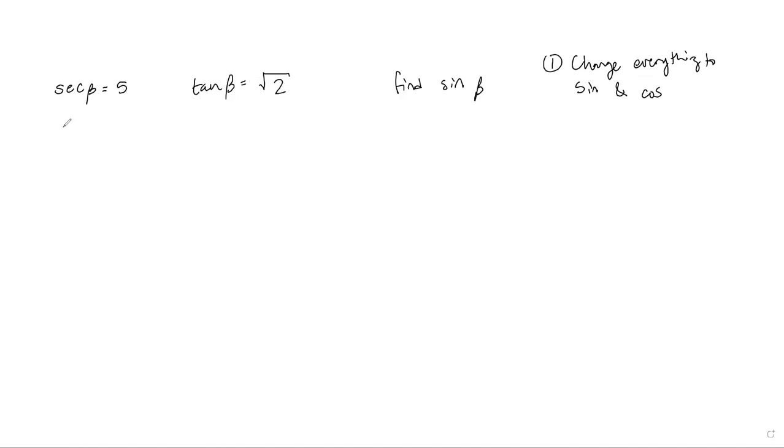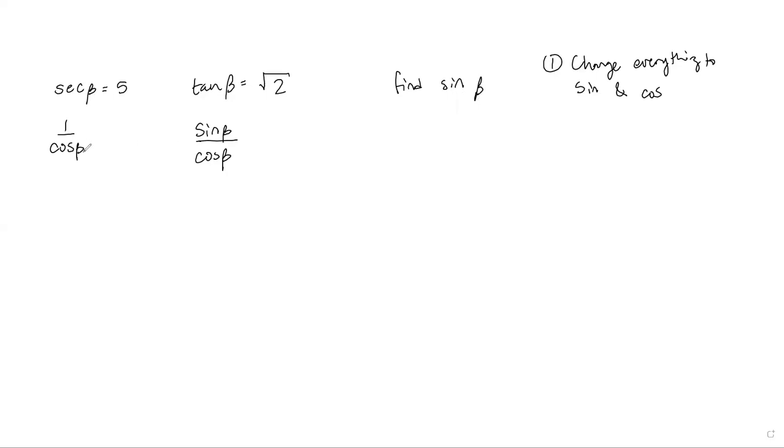So secant is going to be the same as 1 over cosine. Tangent is going to be the same as sine over cosine. And this one is already a sine right here, so we're good. Now what we want to do is cancel things out in order to get our desired trig function.